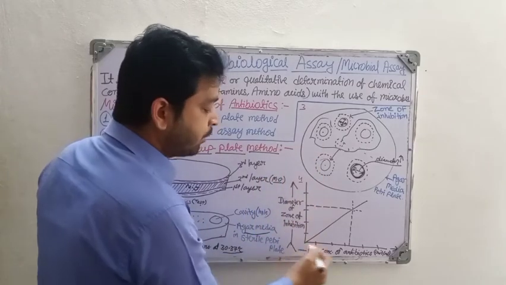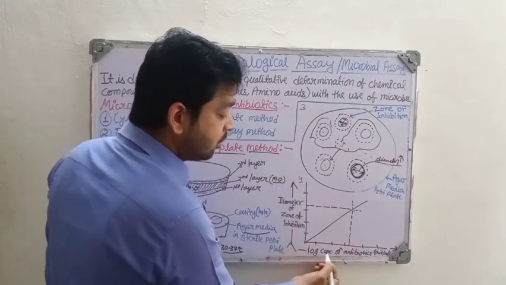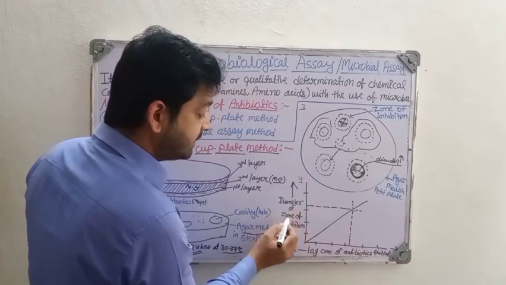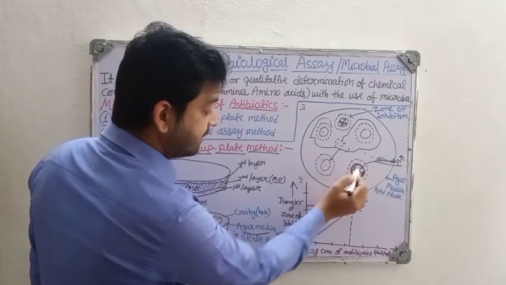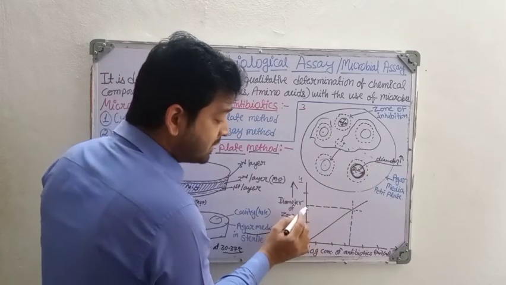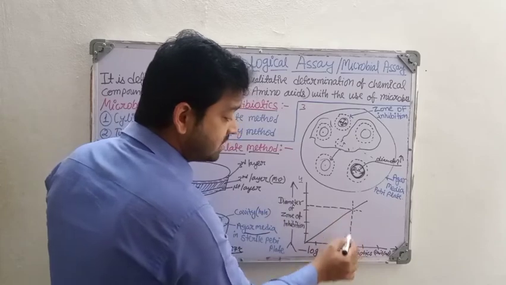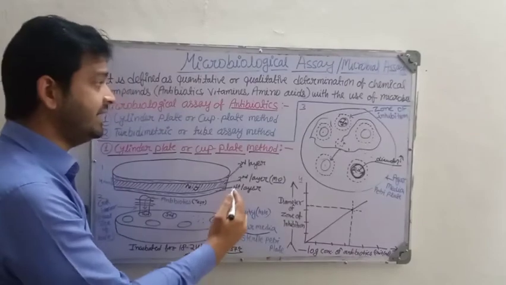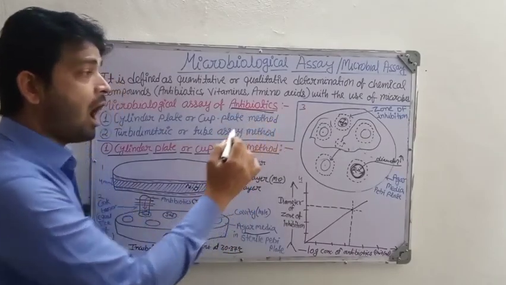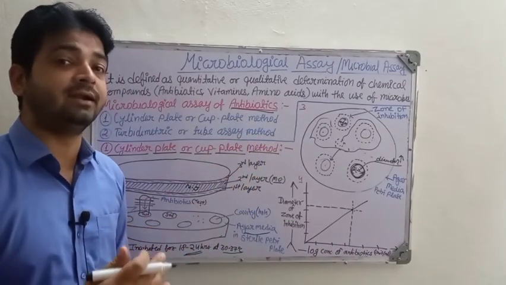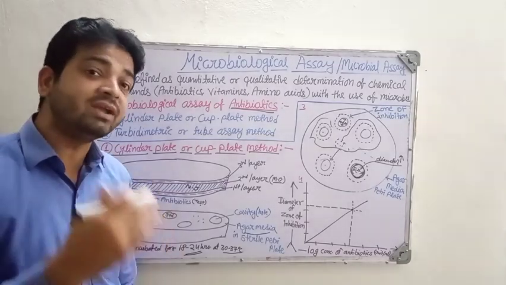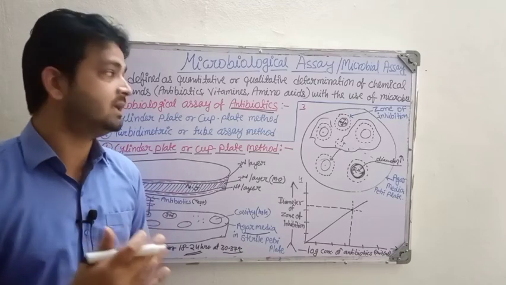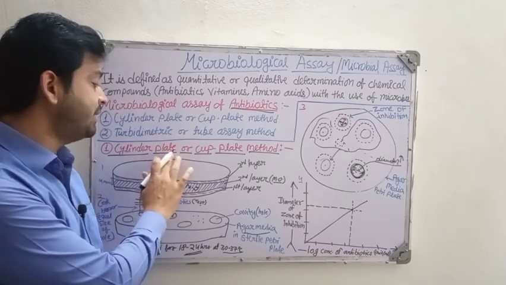Then at last we plot the graph: the logarithmic concentration of antibiotic units per ml on one axis, and the diameter of the zone of inhibition on the other. So we see how much diameter there is and what the concentration is. Accordingly, we predict how near the test antibiotic is to the standard, and whether it is significantly able to kill or inhibit the microorganism or not. That is what we check with this cylinder plate or cup plate method.